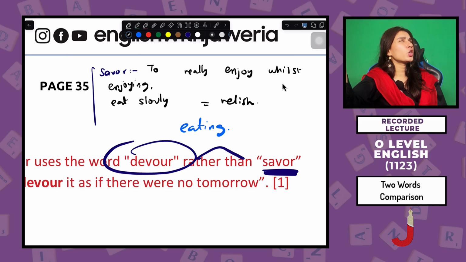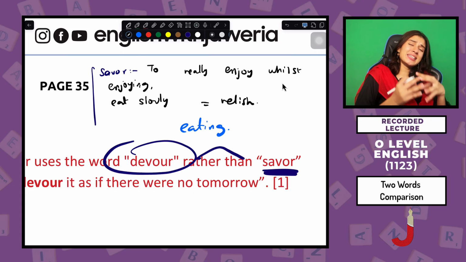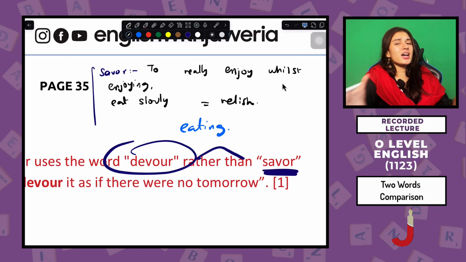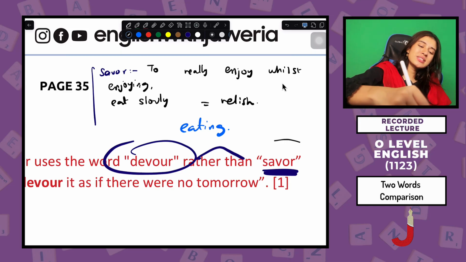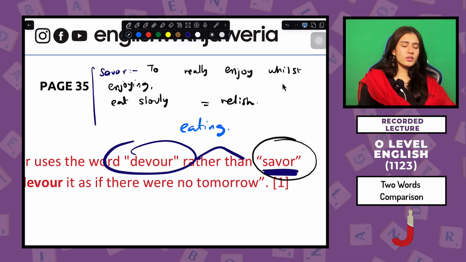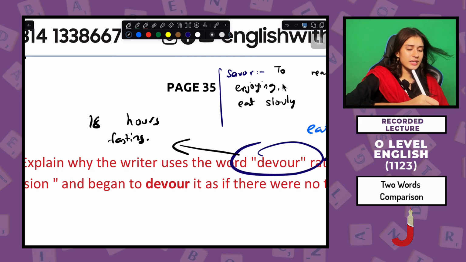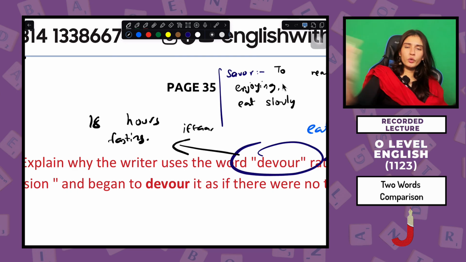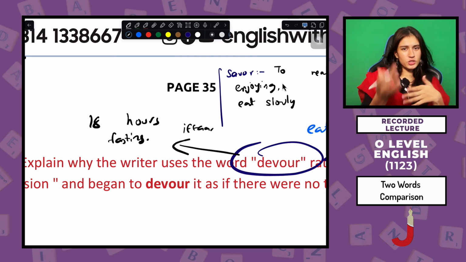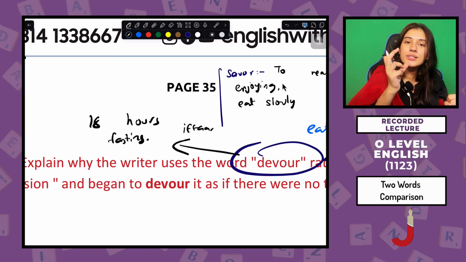So I would probably not want to just end it in one go. I'll probably want to make it last. So I'll save it, and I'll eat it little by little every day to make it last a couple of days. So that means to savor something, to relish, to really enjoy it. Whilst on the other hand, imagine you have not eaten for like 18 hours. Imagine you're fasting. And when it's time for breaking your fast, when it's time for iftar, you just quickly jump on the food and gobble everything up as fast as you can, very hungrily. That is to devour something.